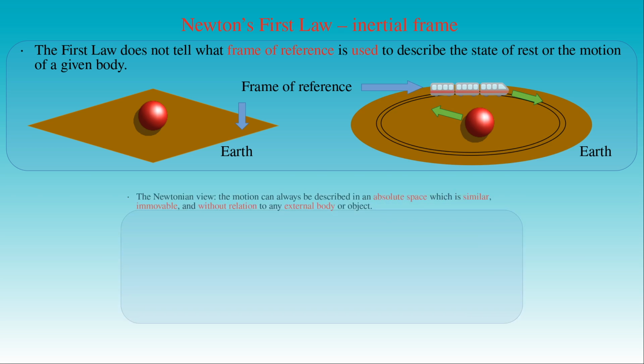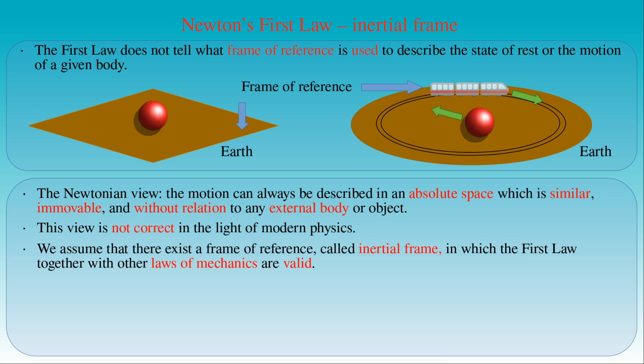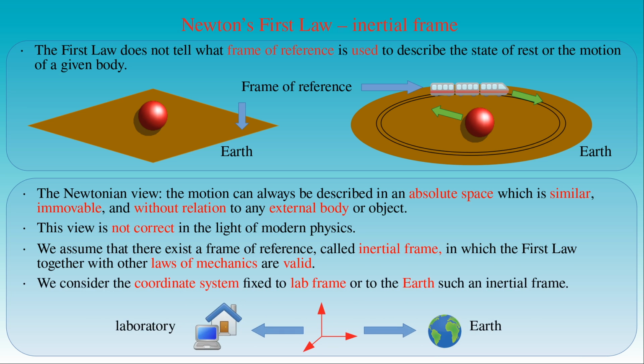In Newton's view, the motion can always be described in an absolute space, which is similar, immovable, and without relation to any external body or object. His view was proved to be incorrect in the light of modern physics. Nevertheless, in classical mechanics we can assume that there exists a frame of reference, called inertial frame, in which the first law of motion together with other laws of mechanics are valid. We consider a coordinate system fixed to the lab frame or the Earth such an inertial frame, at least approximately.